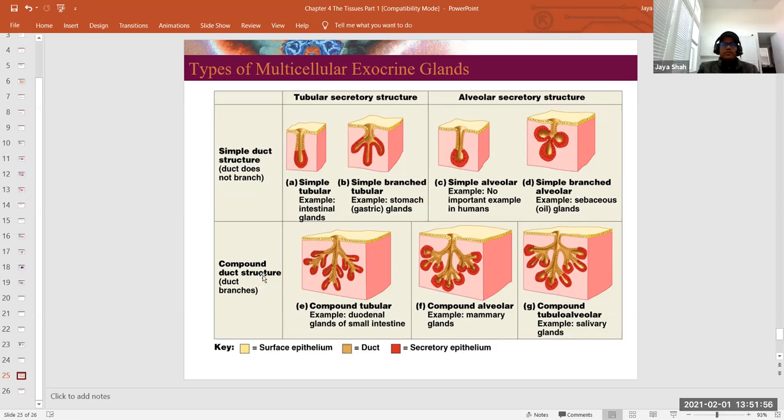Here, compound structures. Compound glands have several ducts. This is the main duct and then three more ducts. You see here? So this is called a compound duct structure. The ducts are branched, and the secretory units are like tubes. So you see compound tubular, compound alveolar, compound tubular and alveolar, so we call it compound tubulo-alveolar. Are you following me? So all the exocrine glands are classified based on the structure of the duct and the structure of the secretory units of the glands.